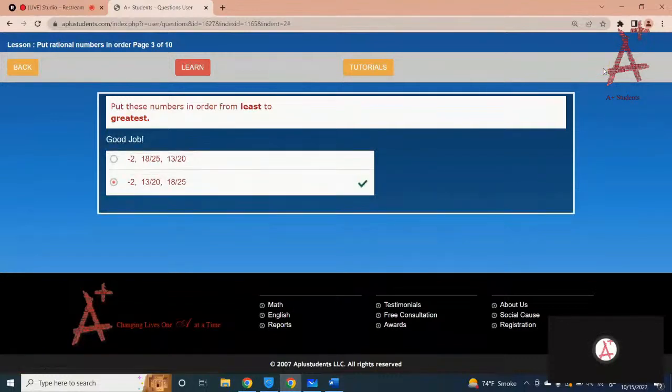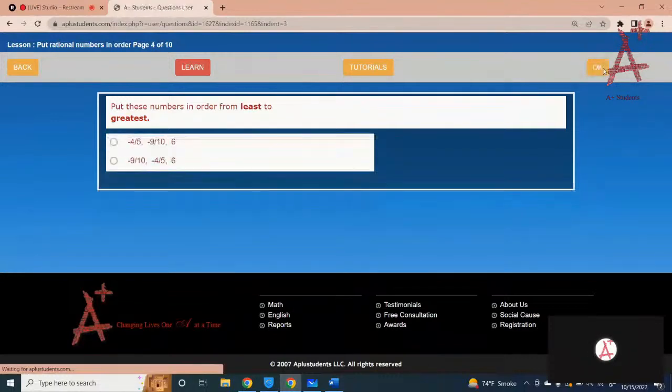Select the correct option and click on the OK button. Put these numbers in order from least to greatest. So which one is smaller? 4 by 5 equals 0.8 and 9 by 10 equals 0.9. That means the least one is negative 0.9, then negative 0.8, and then 6. That is the second option. Got it?